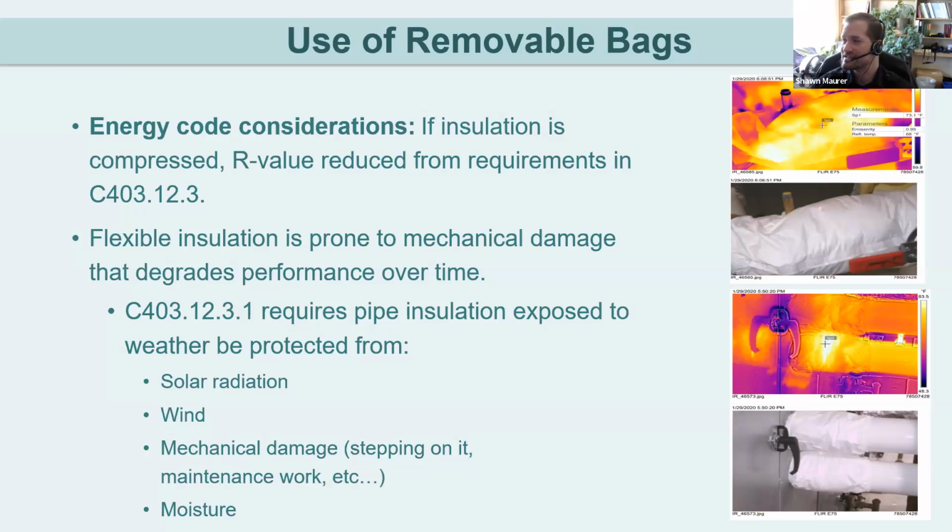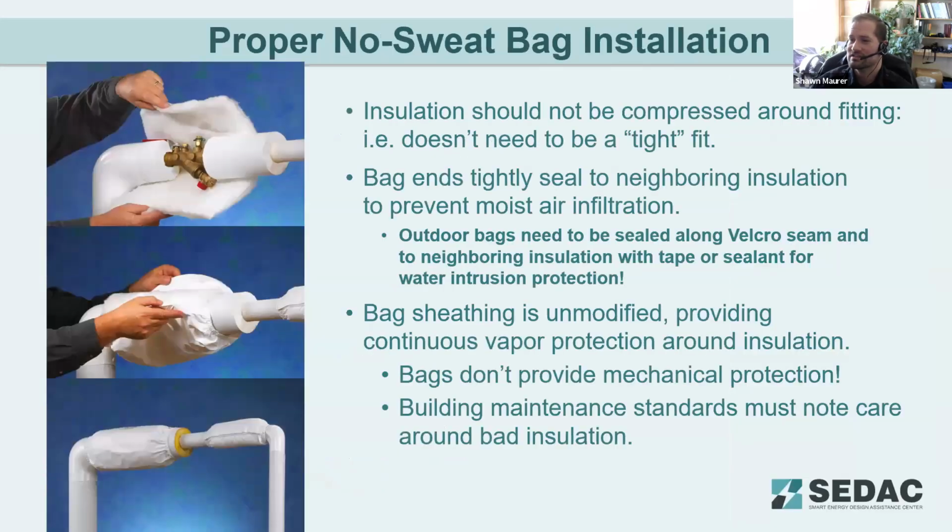Just some examples from the inside of buildings where these bags have been installed. You can see there's some compressions on these hot water pipes where you can see all the heat leaking through the bag systems. So something to be aware of, again, is the energy code in C303 requires that insulation be installed according to the manufacturer's instructions. So when you're looking at these no sweat bags, they do have an installation practice, which is detailed here.